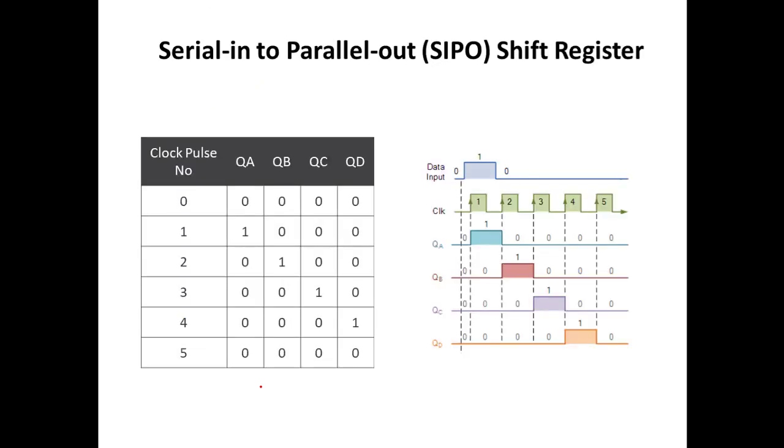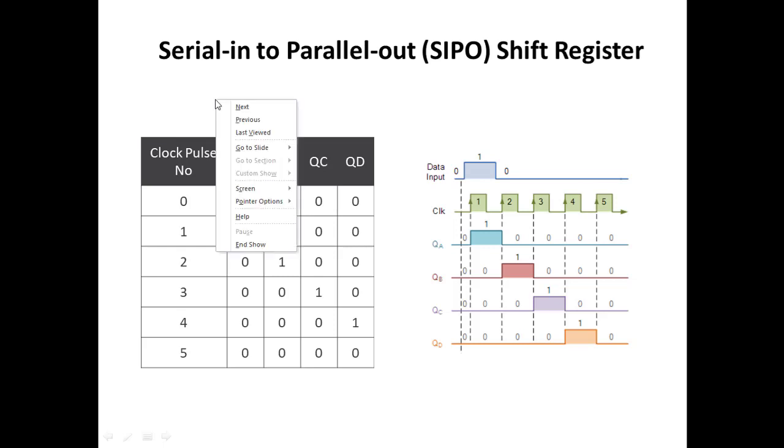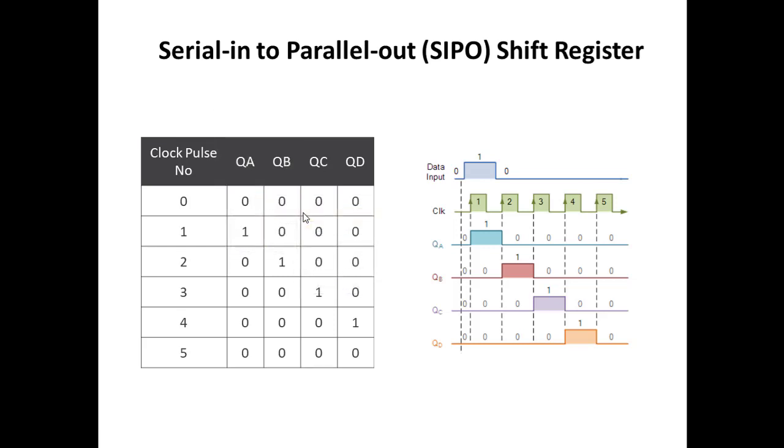For example, instead of 1010, let me assume I take 1111. At the end of the first clock pulse you have 1 here, second clock pulse 1 here, third clock pulse 1 here, fourth clock pulse 1 here. So your data will be collected as QA, QB, QC, QD at the respective wires. All the data, namely 1, 1, 1, 1, will be available here.